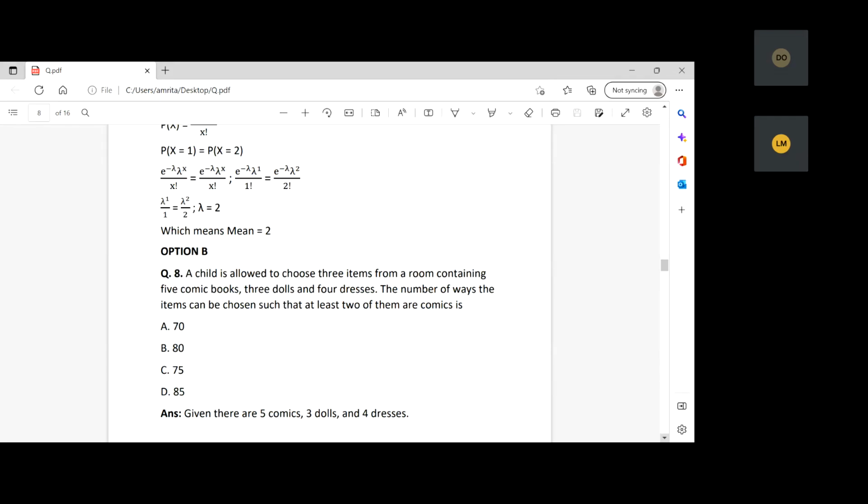So this is probability and distribution. Yes, what will be the probability? Oh, I'm so sorry. It's about combination. I got the chapter name wrong.